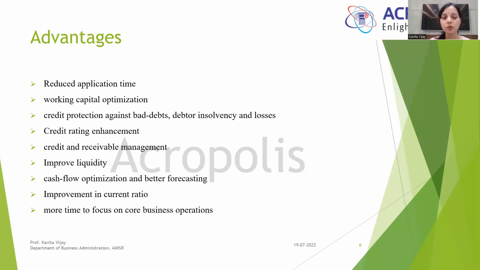More time to focus on core business operations, because the company will be relieved from the problem of collection of debts, will have the credit protection against the bad debts, and will be free from the losses. So in that case, the company has the option to focus on their other business operations like planning, organizing, production, and purchase of raw materials. The company can focus on these types of business operations. So these are a few advantages because of factoring.